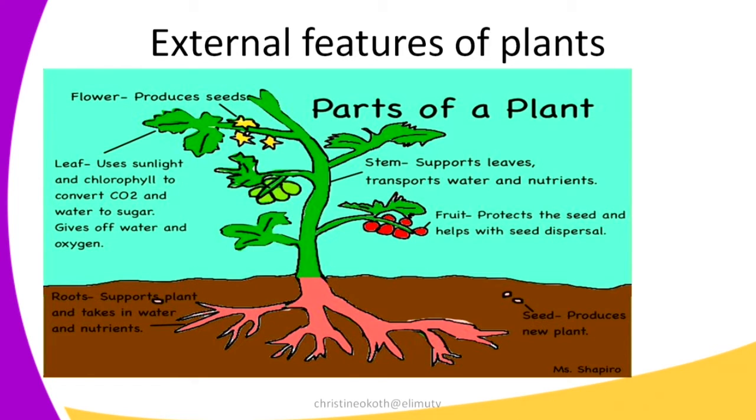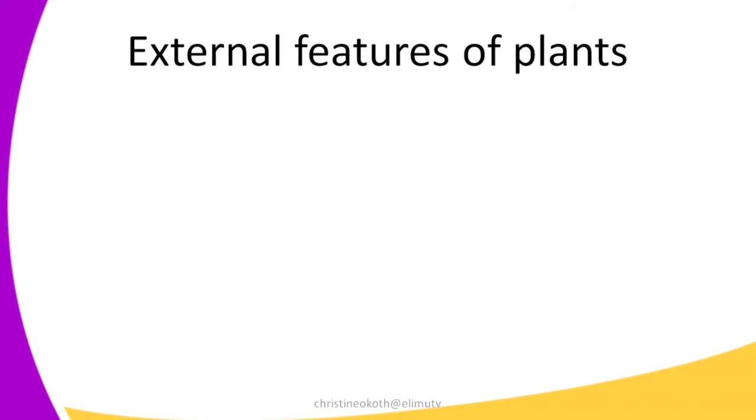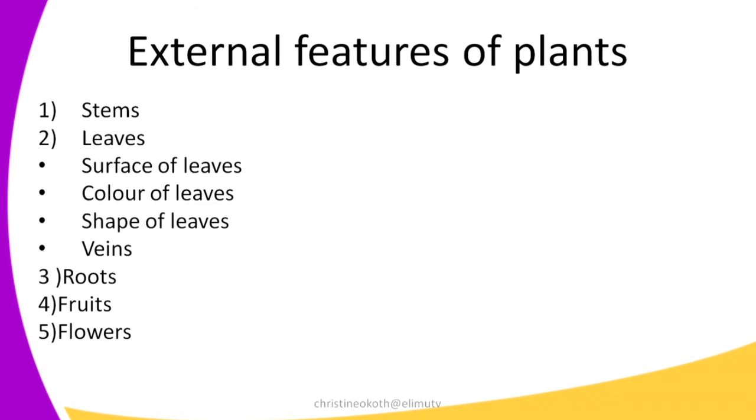Still looking at the external features of a plant, these are the features which we're going to look at. The first one is the stem, then the leaves. Under the leaves, we're going to look at the surfaces of leaves, how different they are, the colors of the leaves, the shape of the leaf, and the veins. Then, number three, we're going to look at the roots, the fruits, and the flowers. That one is in plants. So first, let us start by looking at the stems.